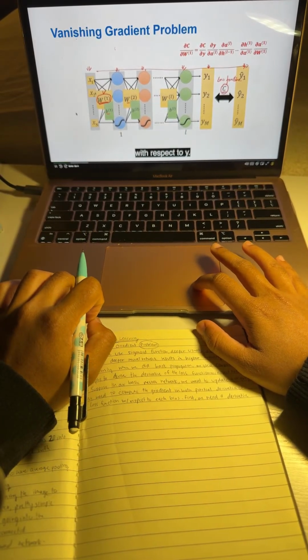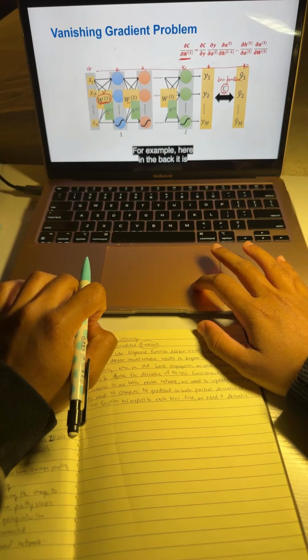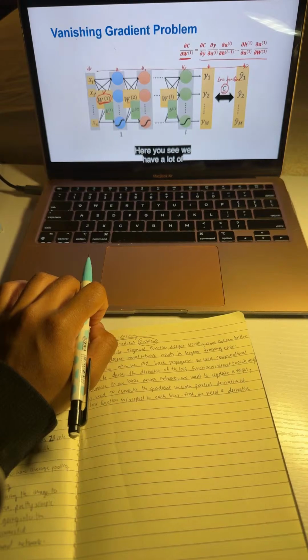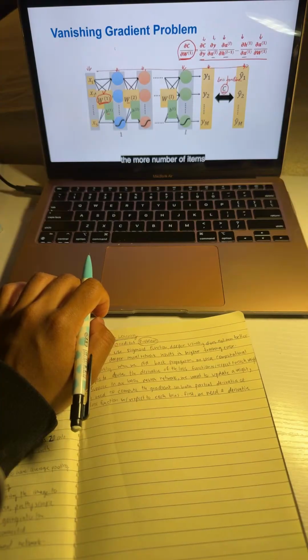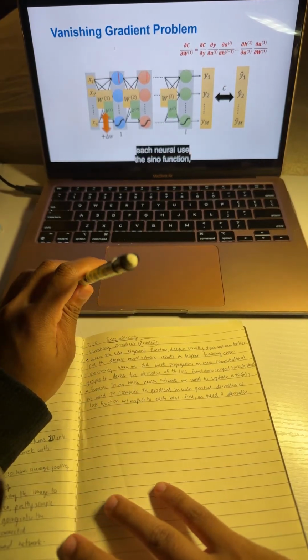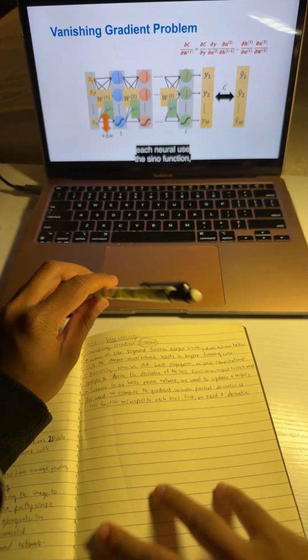Take your loss function with respect to W1, for example. In backpropagation, it is a sequence of items we need to multiply together from the computational graph. Here you will see we have a lot of items to multiply in order to get this partial derivative. The more layers we have, the more items are involved in this product. However, here, we use a sigmoid function in each neuron.